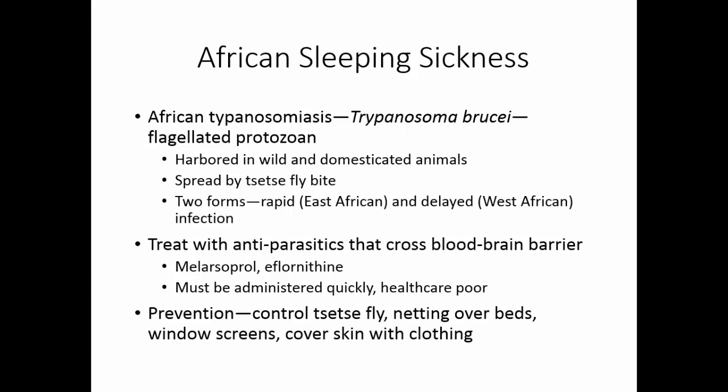Prevention would include controlling the tsetse fly. Widespread use of pesticides is not really practical and would do considerable amounts of damage to the environment. So netting over beds and window screens and keeping skin covered with clothing to prevent the bites is the most common avenue used in this country.